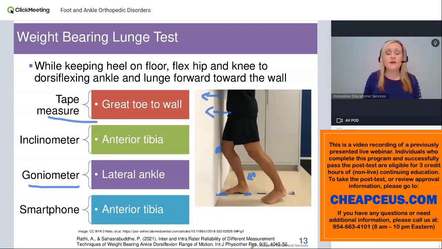Other options of how to measure this excursion would be to use an inclinometer, placing it here on that anterior tibia region. And then same thing with the smartphone on that anterior tibia region if you're using an app. What they find with those two methods of assessment is that there is substantial intertester reliability. The key is, however you're measuring this, to be consistent in the method of assessment.